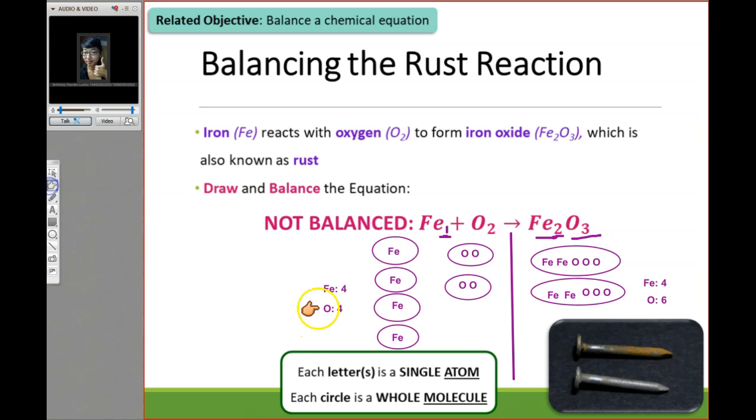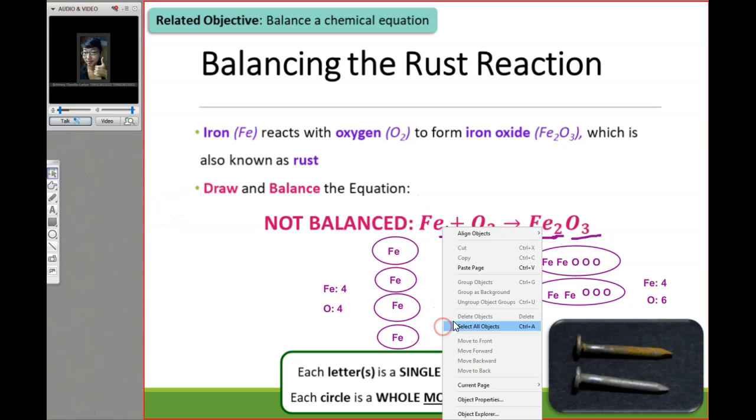And on the left, I have 4 oxygens. On the right, I have 6 oxygens. So I need more on the left. What should I add more of? Do I add another Fe or another O2? We need more on the left. Yeah, again, we add more O2. So let me go ahead and copy that.